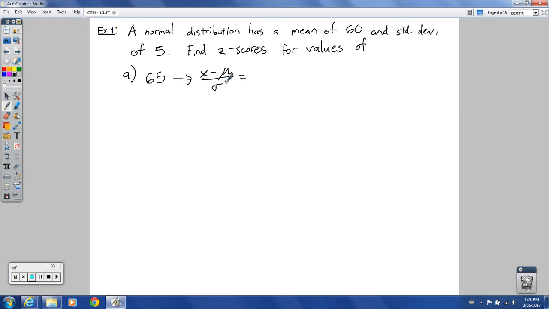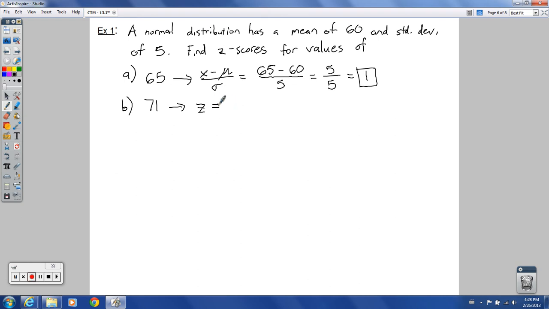So how do I figure this out? Well, my value, the x value, gets replaced with 65. That's the value, the data value. The mean, it says right up here, is 60. So we have 60 over the standard deviation, which is 5. So this would be a pretty simple one. Very straightforward. You'd have 5 over 5, which equals 1. And that would be it. That would be your z-score. We're going to use z-scores in the second example to figure out some, what I think is a lot more interesting stuff about a situation, about some test scores that we'll look at later on.